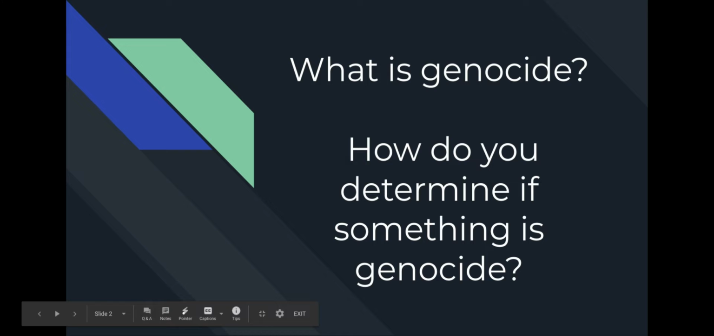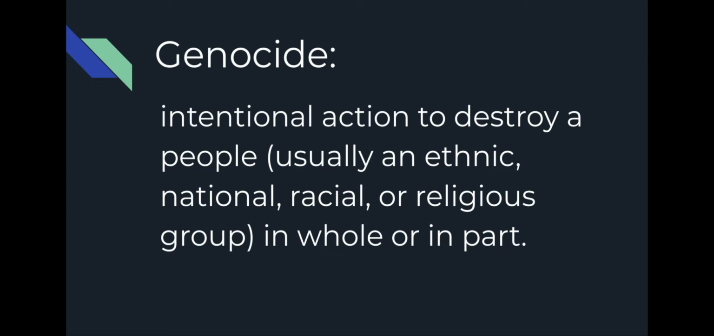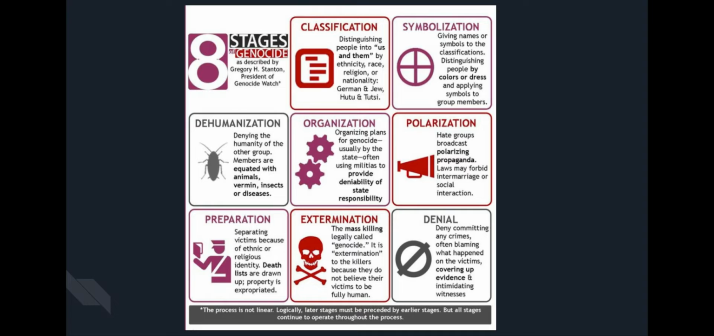So the first question you might be asking is, what is genocide and how do you determine if something qualifies? This is a really hard thing to pinpoint while it's happening and easier to do when you look back at history. Now, genocide, as you look at a definition, is the intentional action to destroy a people group. Specifically, this usually has to do with an ethnic group, a national group, a racial group, or even a religious group. And the goal we see in genocidal actions is to destroy that whole group or sometimes just part of that group.